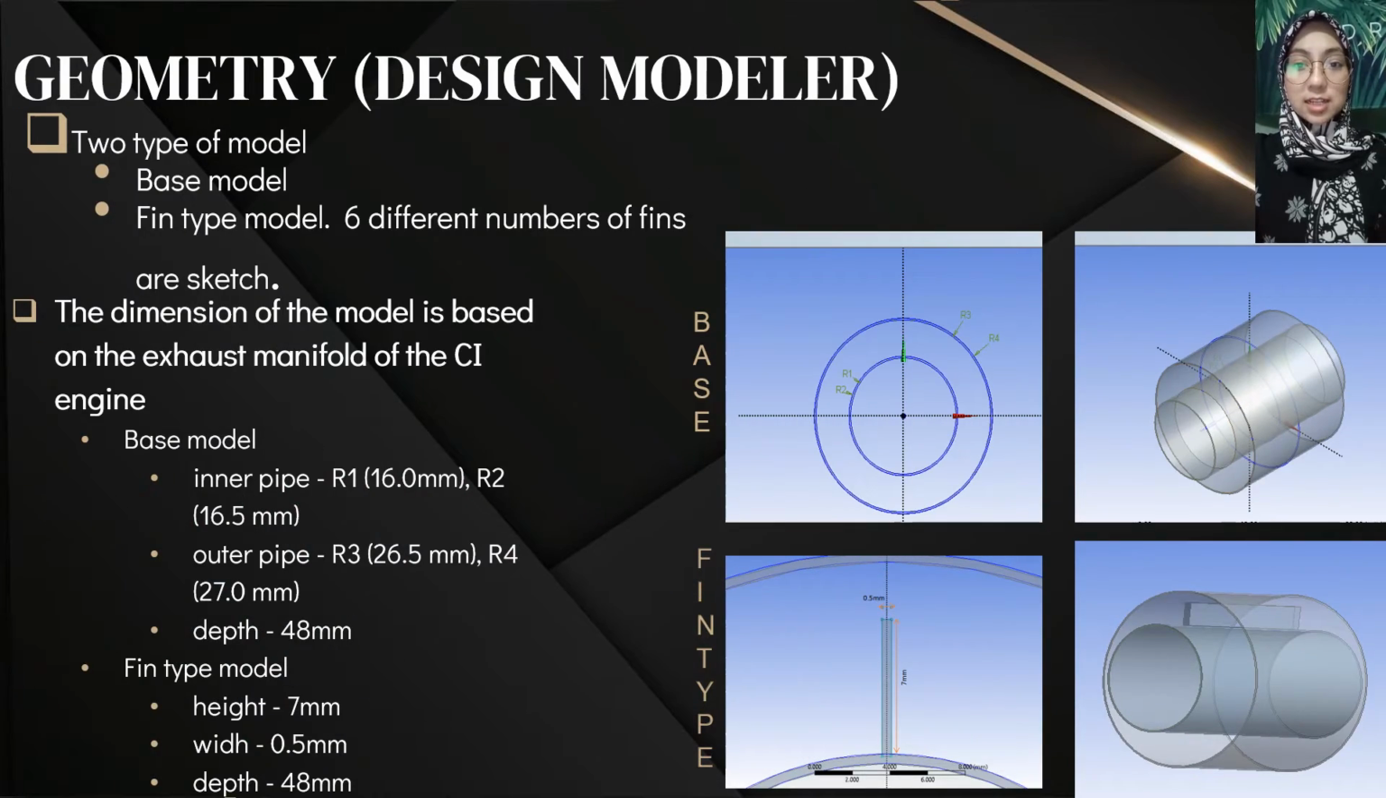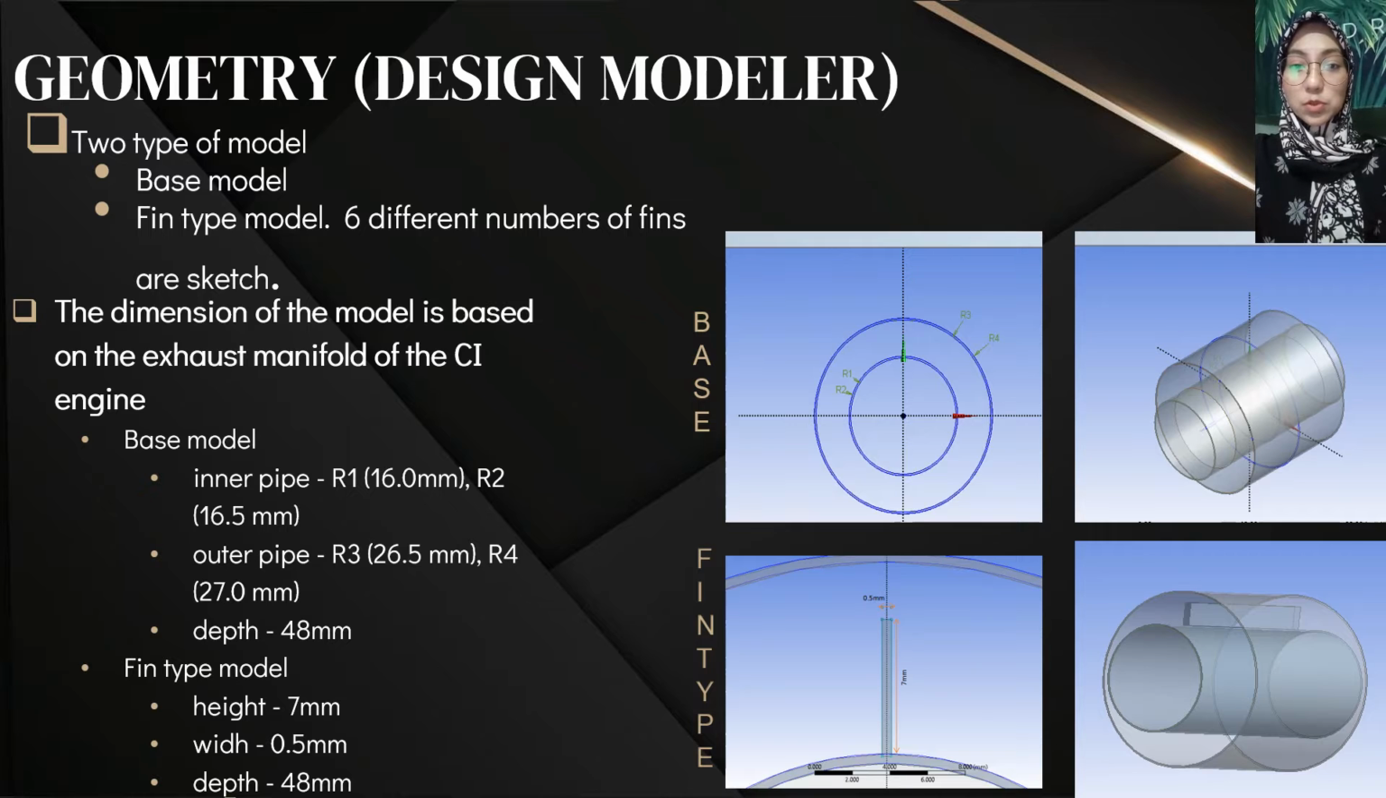So for this study, the geometry section we used to design the model using Design Modeler. There are 2 types of model, which is first the base model and second is the fin type model. The fin type model will be sketched with 6 different numbers of fin.